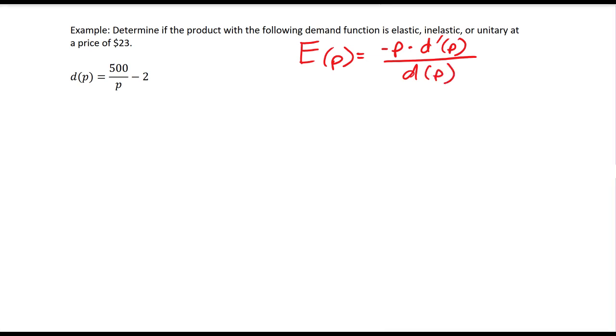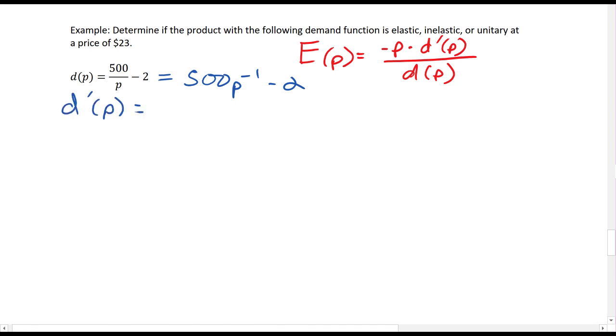And so what I would recommend here is I'm going to rewrite this demand function as 500 times p to the negative 1 minus 2. Just makes it a little easier to take the derivative. D prime of p will then equal negative 500 p to the negative 2. And now we can calculate the point elasticity.